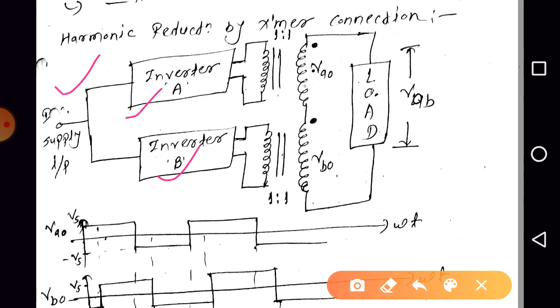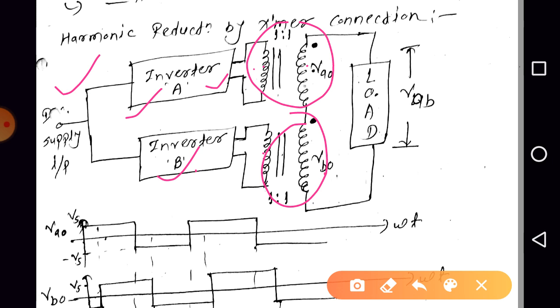Next, we are using two transformers, both having a turns ratio of 1:1. The primary of transformer 1, or A, is connected to the output of the inverter. The primary and the secondary winding is connected in series with the secondary of the second transformer. And the inverter B output is connected to the primary of the second transformer.